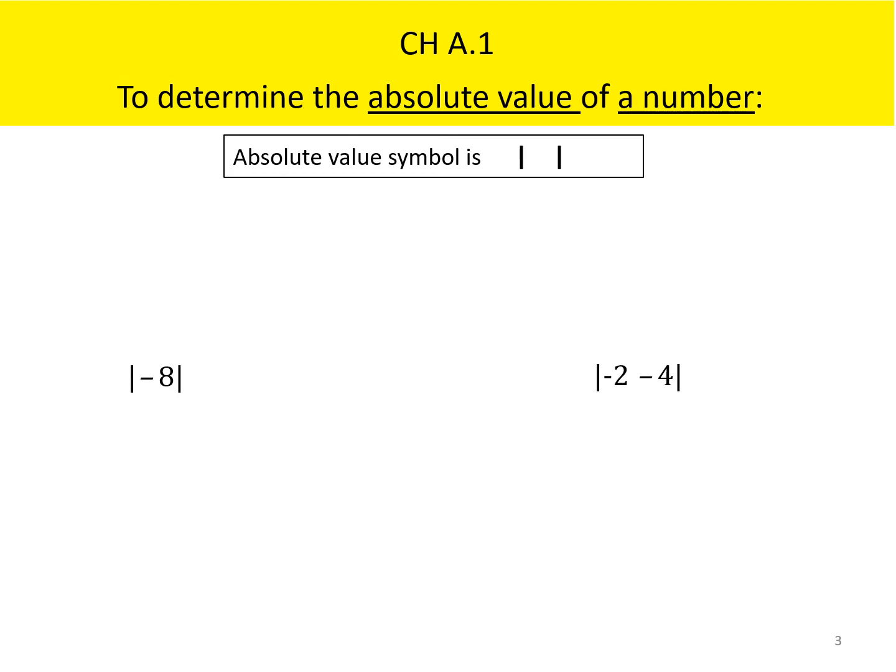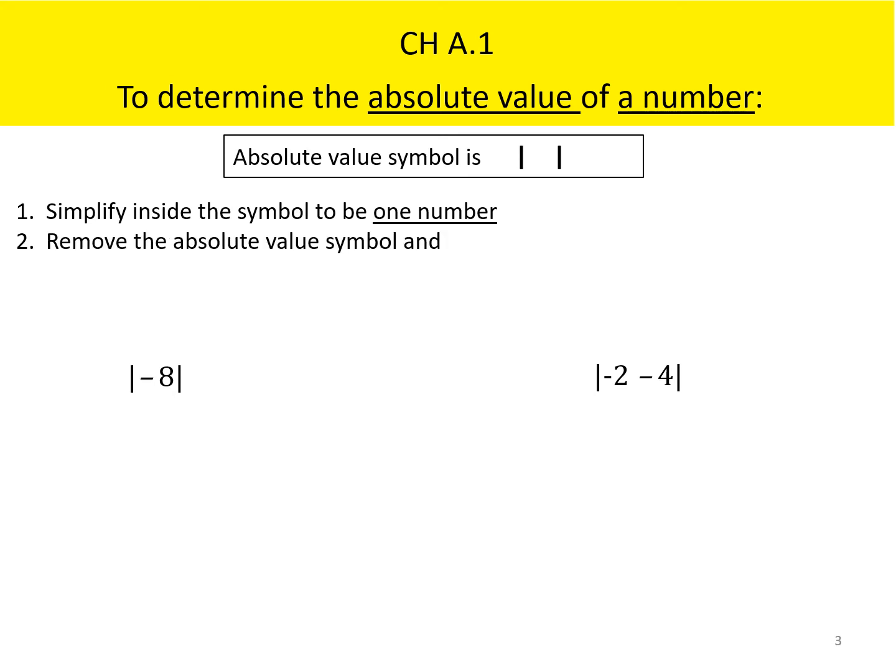Now, the procedure to do this contains 2 steps. Step 1, you're going to simplify inside the symbol to be one number. And step 2, you're going to remove the symbol, and at the same time, the number inside the symbol comes out as a positive. Let's take a look at the first example.